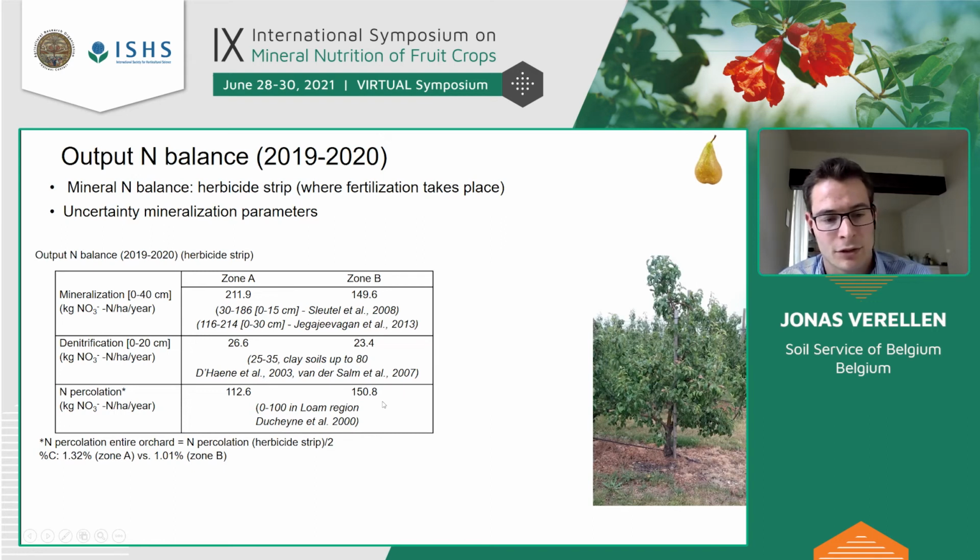But it is to be mentioned that this nitrogen balance has been set up for the herbicide strip, and around half of the orchard consists of this herbicide strip. The other half consists of grass strips. And if we assume that no percolation happens in the grass strips because there is no fertilization added over there, then we can assume that the global nitrogen percolation in the orchard is the percolation of the herbicide strip divided by 2. But still, the global nitrogen percolation in the orchard would be around 56 to 75 kilograms of nitrogen per hectare per year, which is still a high amount.